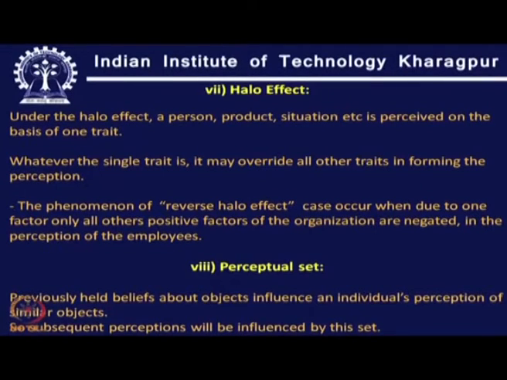Next we come to perceptual set, where previously held beliefs about objects influence an individual's perception of similar objects. So, subsequent perception will be influenced by this set. As we were discussing in stereotype, if I have a preconceived notion about certain objects or a group of objects or a group of people, then this preconceived perceptual set affects the subsequent perception of similar objects by the perceiver.